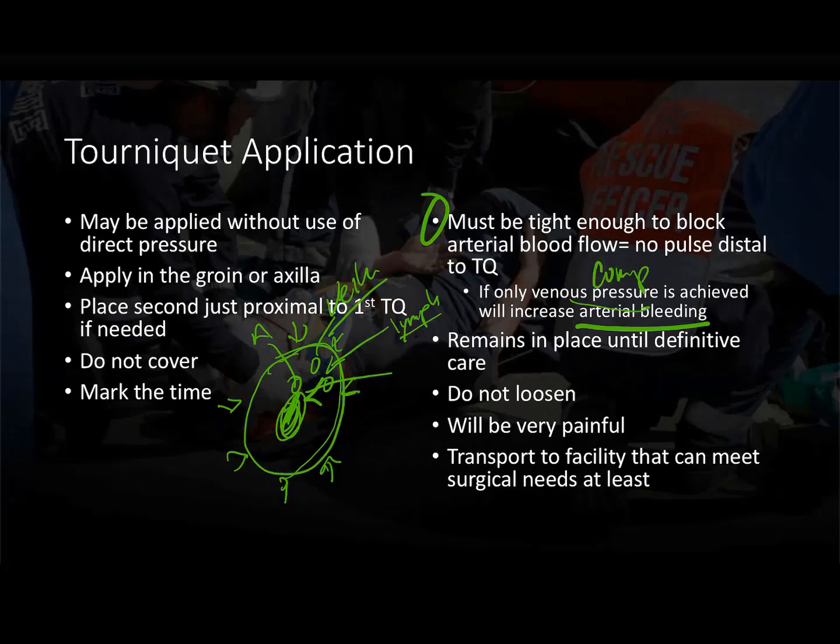The other idea, though, is we can end up with compression or compartment syndrome because of that accumulating pressure and nowhere for it to evacuate. So we generally want to apply a tourniquet so that bleeding stops and there is no distal pulse. The tourniquet should remain in place until definitive care is reached, surgical capabilities most likely.